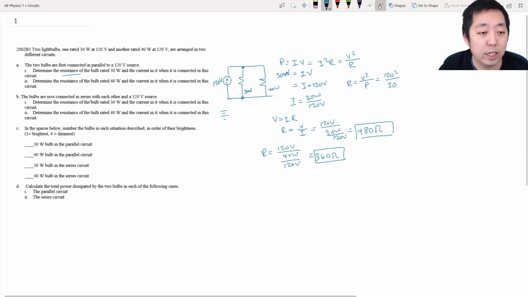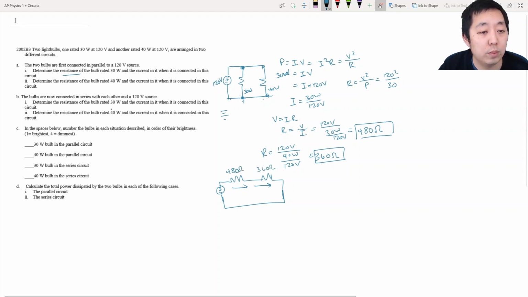The bulbs are now connected in series with each other in a 120 volt source. Parallel means the voltages are the same across both resistors. Like this endpoint and this endpoint are the same points across, so the resistors see the same voltage across them. In series, the current is the same. It's not the voltage that's the same, it's the current that's the same. That means current that flows through this resistor also flows through this resistor. And we know already that the 30 watt one is 480 ohms and this one is 360 ohms.